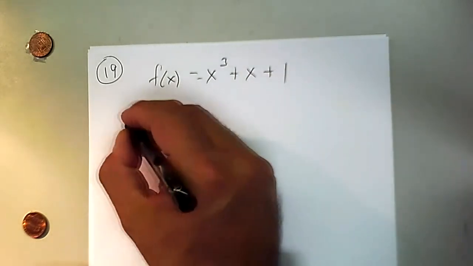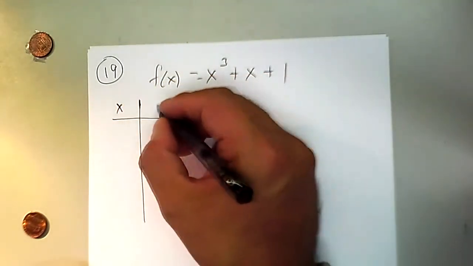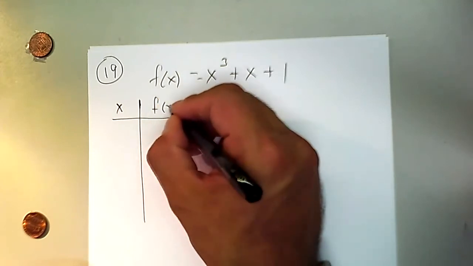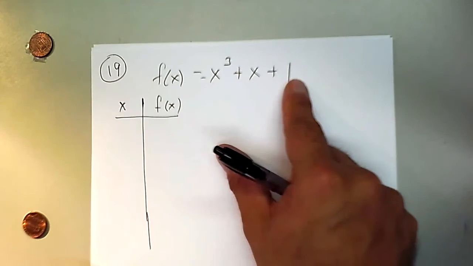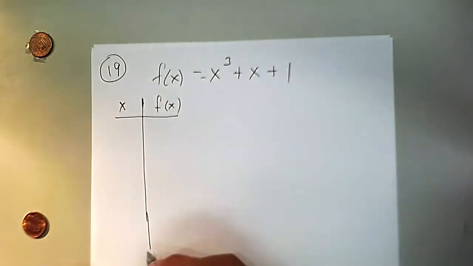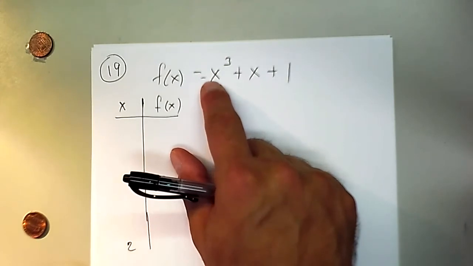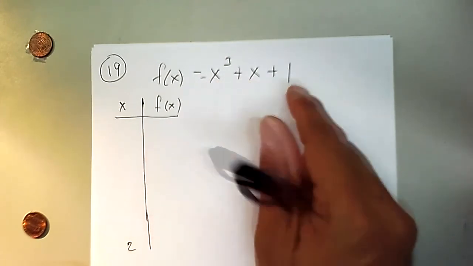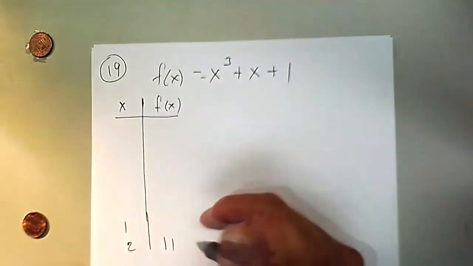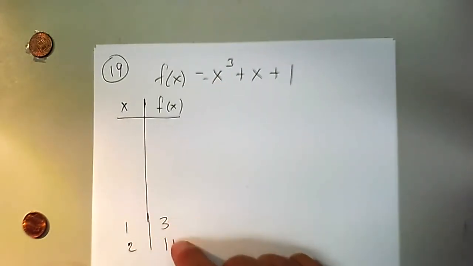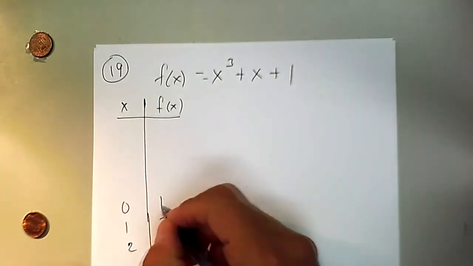And the way I start doing this in a practical way is with a table. And I'm going to put x and the output f of x. Okay. If x is positive, this is invariably going to be positive. So let's say we got 2. That's going to be 8 when we cube it, plus 2 is 10, 11. The output is 11. If we put 1, 1 plus 1 plus 1, 3. So that's not giving me a lot of information. What about 0? 0 plus 0 plus 1, 1.